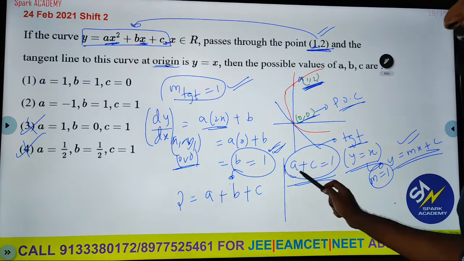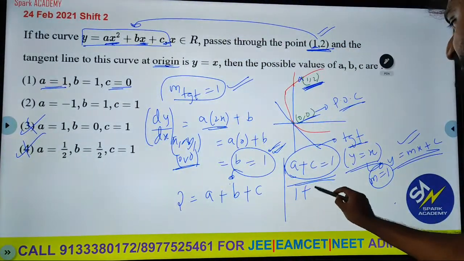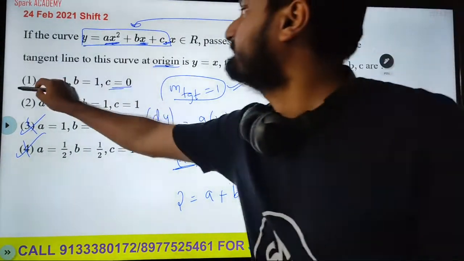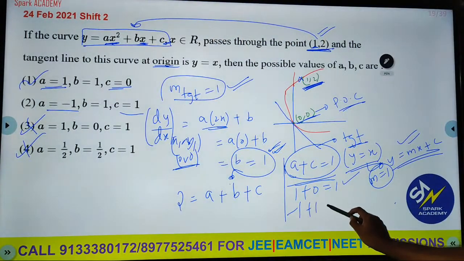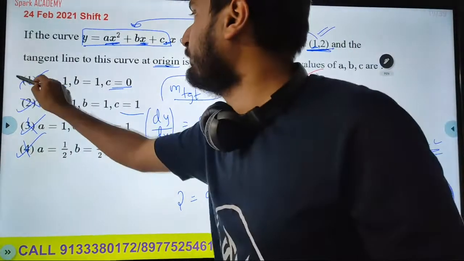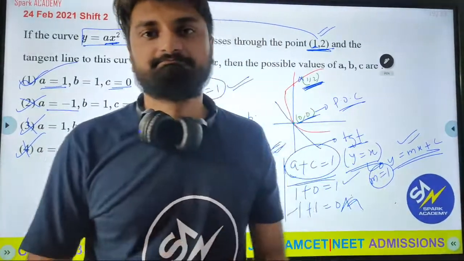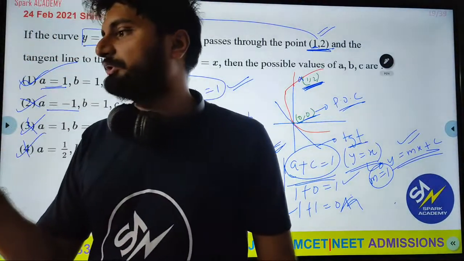So a plus c is 1, let us check the first option. 1 plus 0, 1, satisfying. What about the second option? Minus 1 plus 1. This is 0, not equal to 1. So the second is ruled out, the first is your final answer. I hope this is clear to everybody.